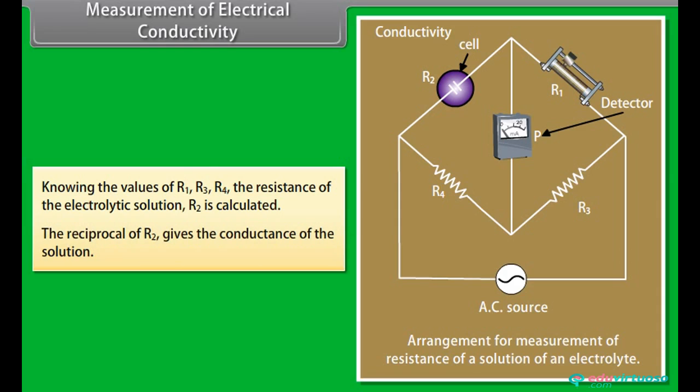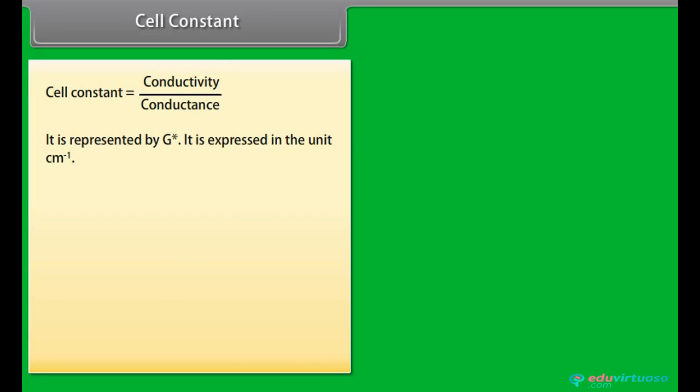The reciprocal of R2 gives the conductance of the solution. Cell constant. Cell constant is equal to conductivity upon conductance. It is represented by G asterisk. It is expressed in the unit centimeter inverse.